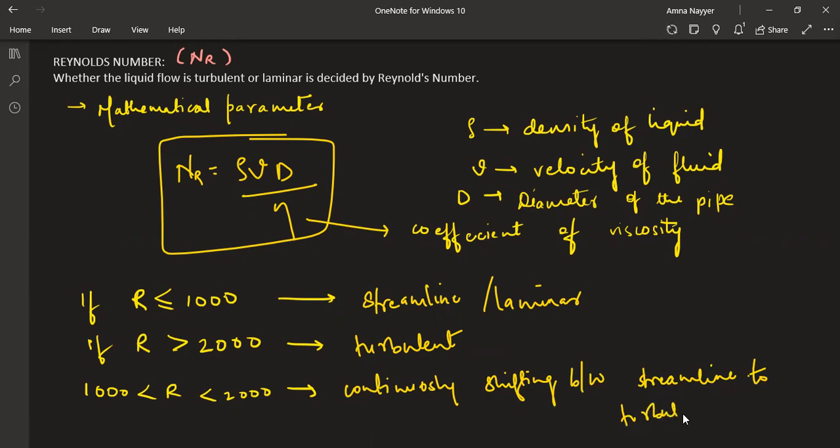This is how you determine. So if a question directly comes where all this data is provided, asking whether the liquid flow is turbulent or streamline, you will have to calculate it. Let's say the value comes out to be 1050. So 1050 is lying between 1000 and 2000. It means it is shifting between streamline and turbulent. This is the Reynolds number. Fine. Note down this Reynolds number.